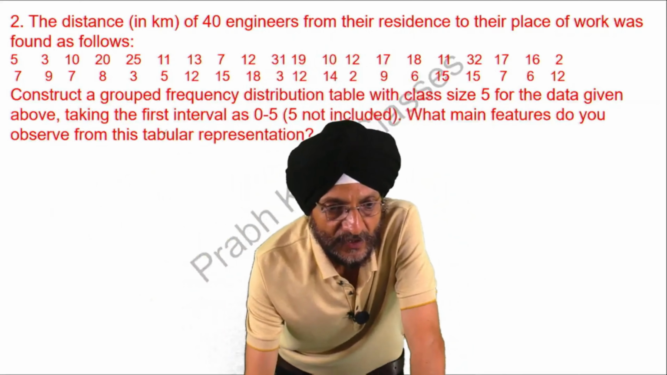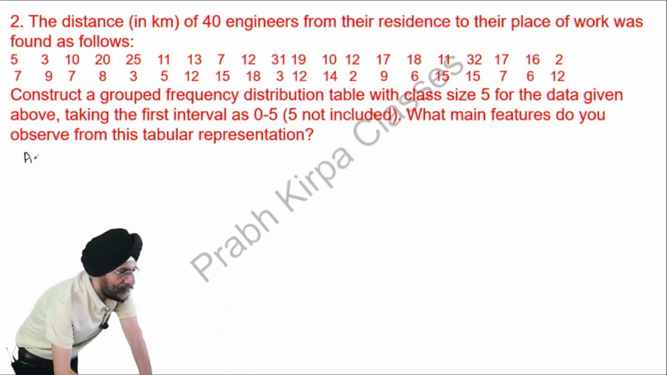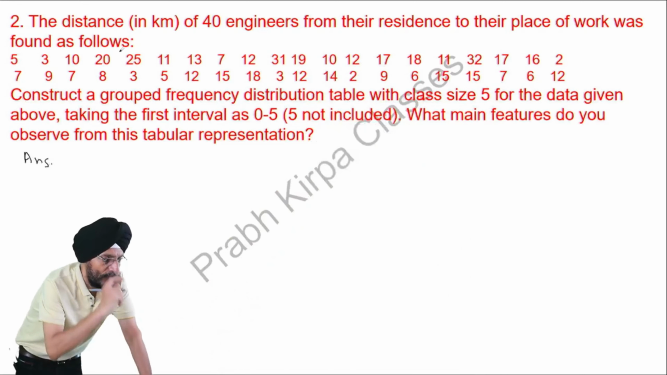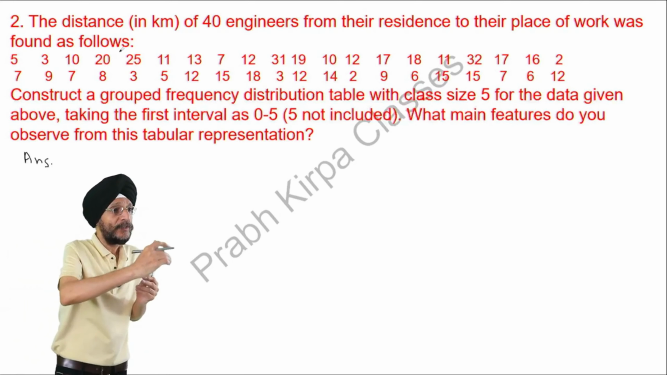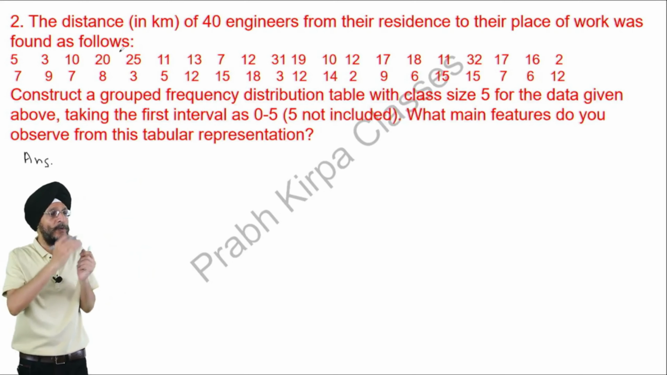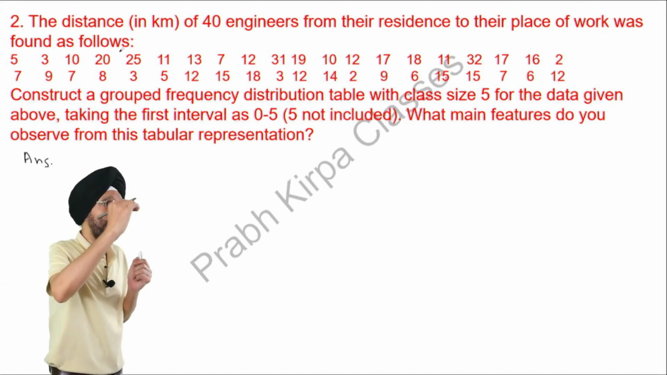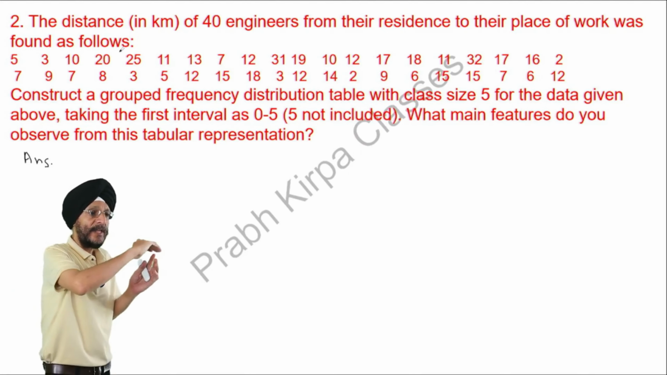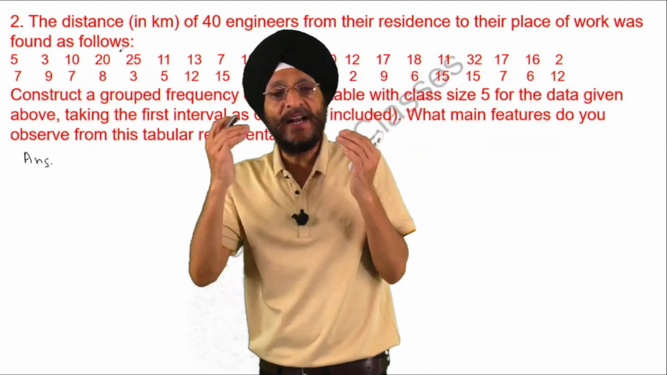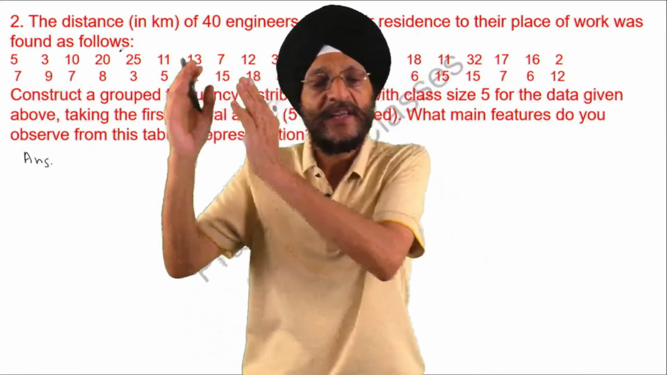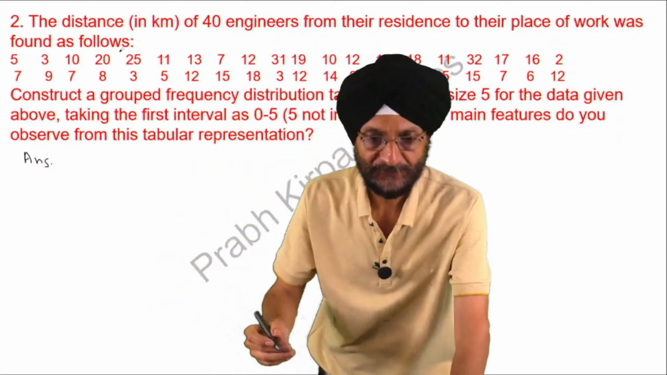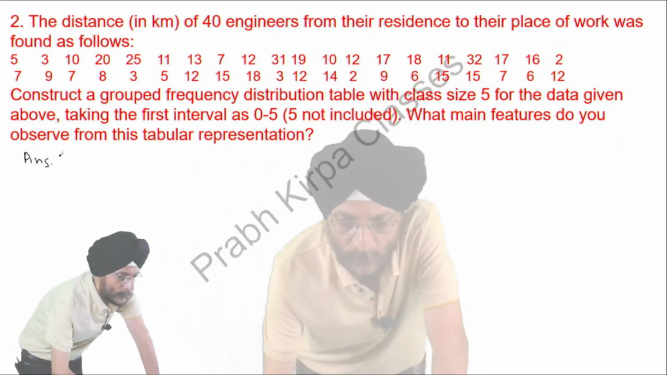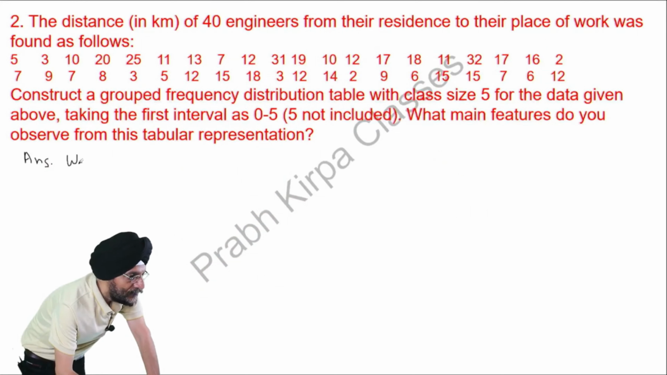So now, answer. First we will have to form the grouped frequency distribution table. We will have to form groups. So, for forming the groups, we will have to find out the minimum distance a particular engineer has to travel and the maximum distance which an engineer might have to travel to go to office. So, first we see the minimum distance.